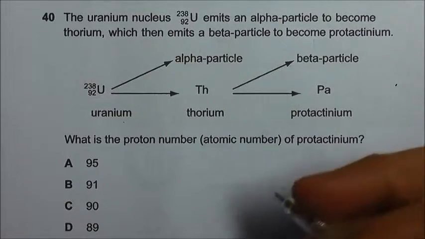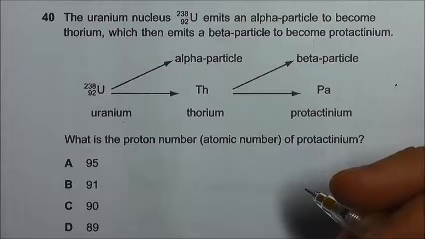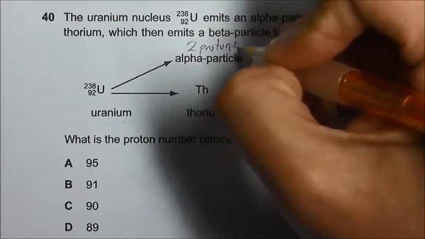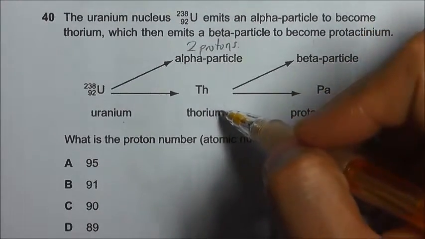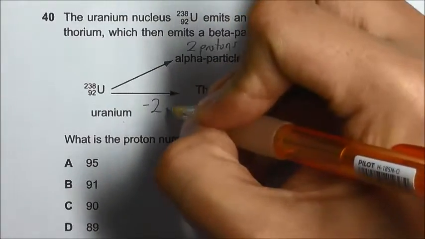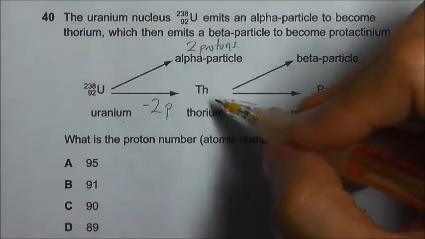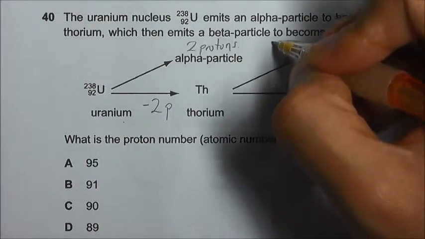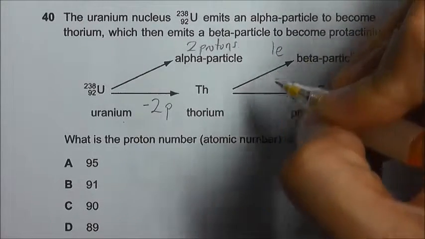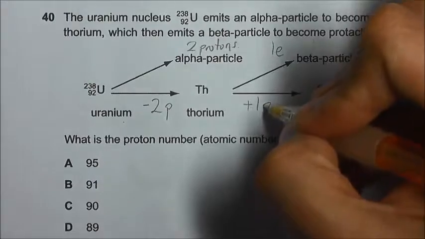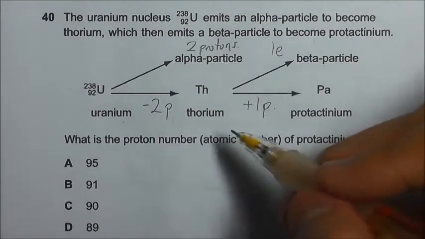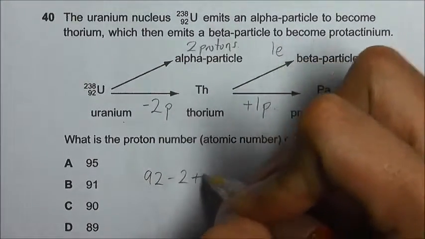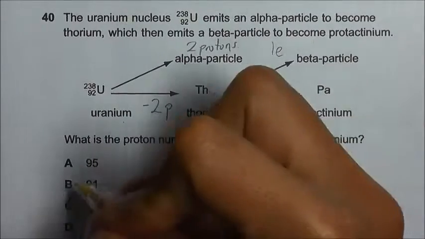This is a question on nuclear physics and it is out of syllabus since the year 2008. An alpha particle has 2 protons. So when uranium decays to become thorium, it will lose 2 protons. And from thorium to protactinium, it loses 1 electron, and losing 1 electron is equivalent to gaining 1 proton. So the final proton number of protactinium should be 92 minus 2 plus 1. So it will be 91. Answer B.